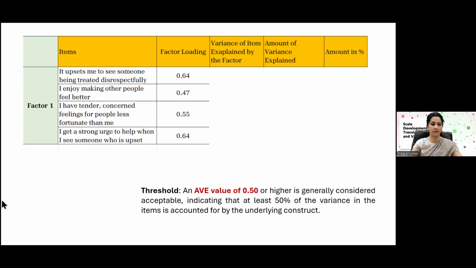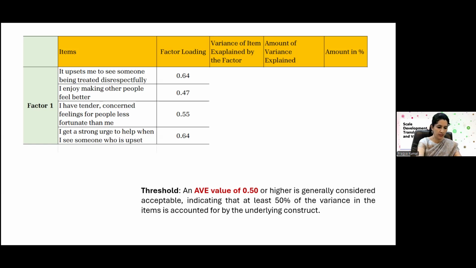So let's say I talk about factor 1. These are the four items, just as an example of factor 1. The first item is, it upsets me to see someone being treated disrespectfully. The second is, I enjoy making other people feel better. The third is, I have tender concern, feeling for people less fortunate than me. And the fourth is, I get a strong urge to help when I see someone who is upset.